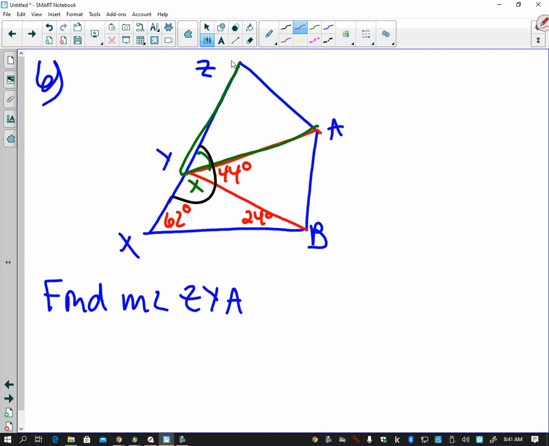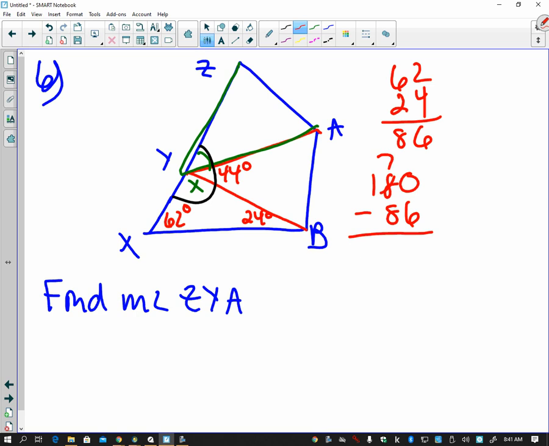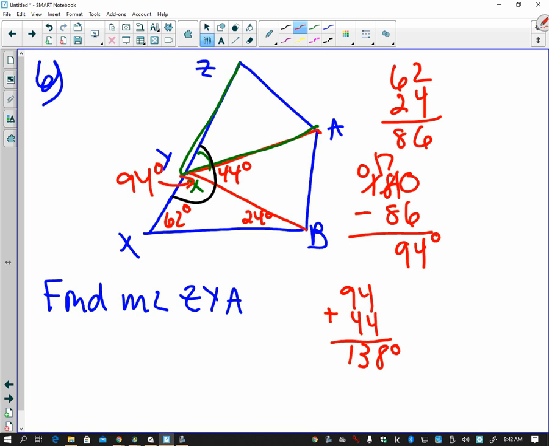So what am I going to do first? All right, 62 and 24 comes out to what, 86? Okay, so what am I going to do with 86? 180 minus 86, he says. I got to make that a 7, 10, 4, 17, what, 94? Okay, so we know that this is 94 degrees. Okay, what's next? Okay, 94 plus 44. Okay, there's 138 degrees.